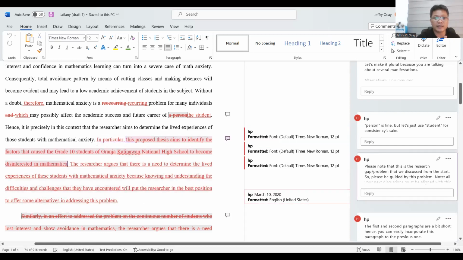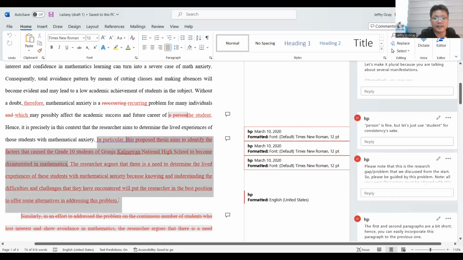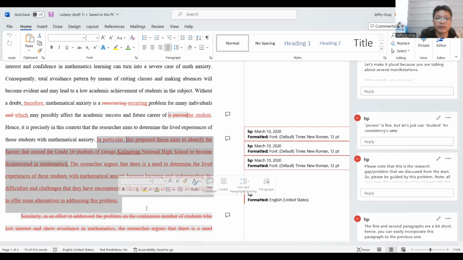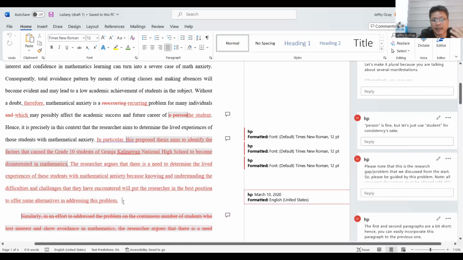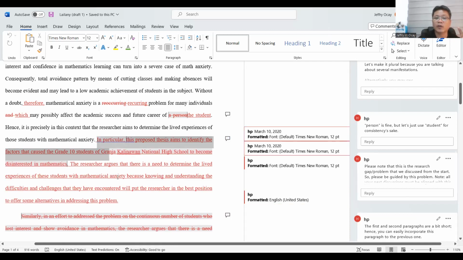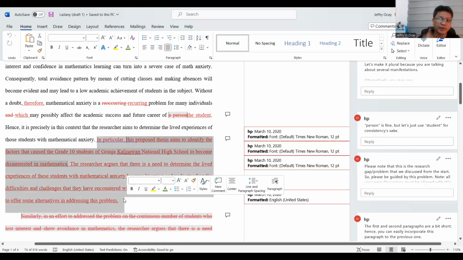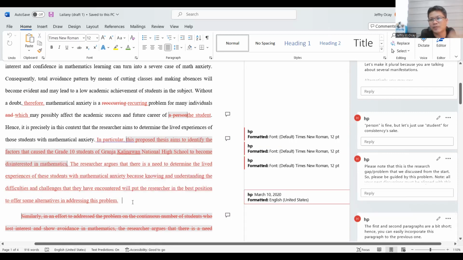I inserted a few sentences here. I'm justified in doing this because, again, the thesis or dissertation is a co-authorship between me, the advisor, and the researcher. Okay, so again and again, I just need to see to it that my contribution will not go beyond 20%. That's the rule, according to my mentors, of course, in the past.